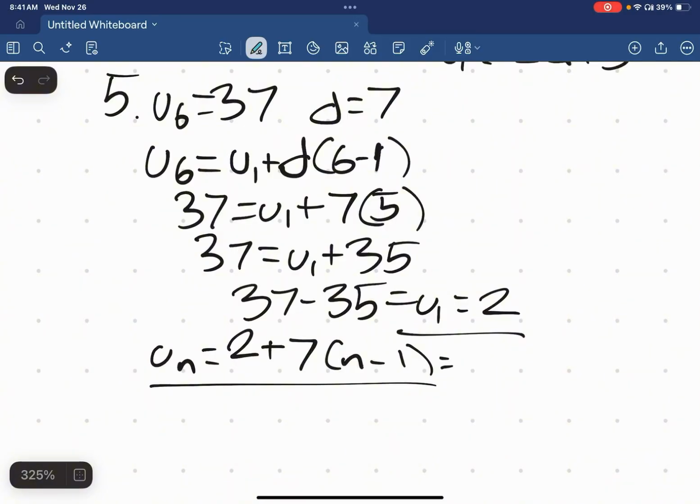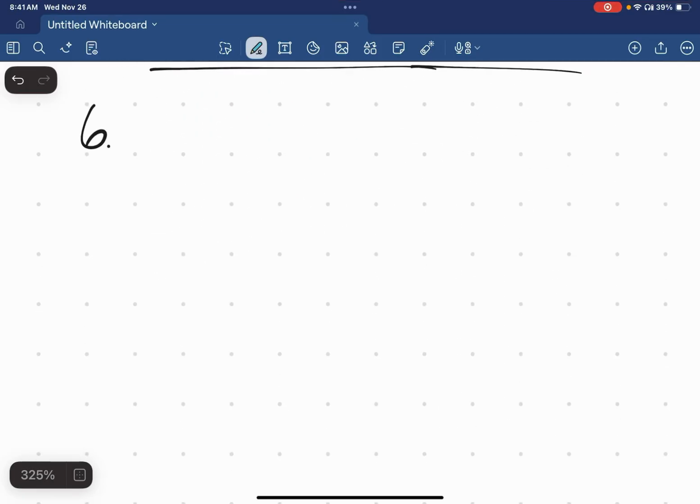Which just simplifies to 7n minus 5. Okay, number 6. All right, number 6, we're given that the fifth term of an arithmetic sequence is 0 and that the 15th term is equal to 180. We're asked to find the common difference and the first term.